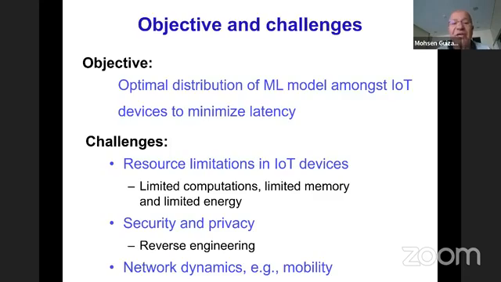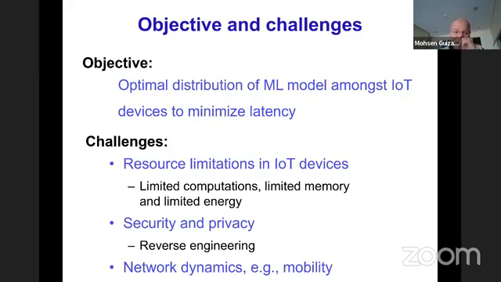So here the objective in this situation is to use optimal distribution of the machine learning model among these IoT devices to minimize latency, because remember, latency in certain applications is very important. The challenges here are the resource limitations in these IoT devices: limited computation, limited memory, and limited energy. As you all know, these IoT devices are very heterogeneous, and they don't have enough computing, storage, or energy for that matter.